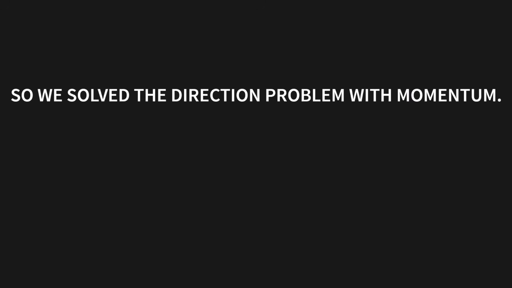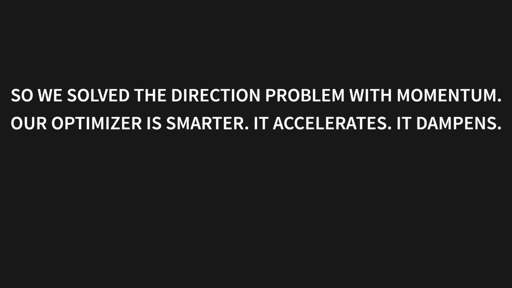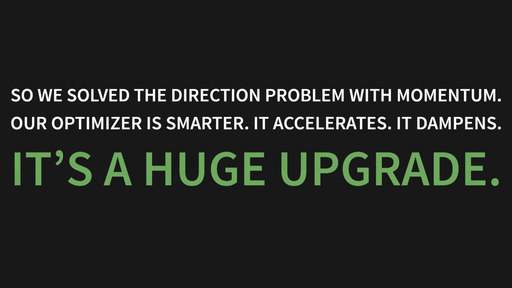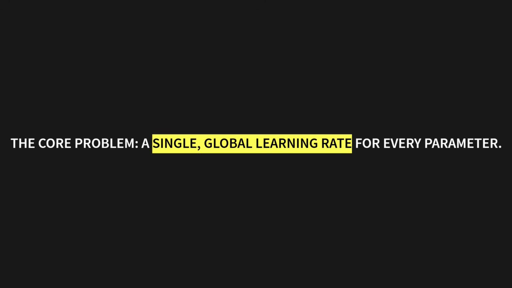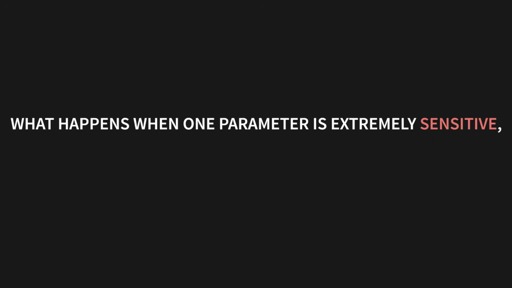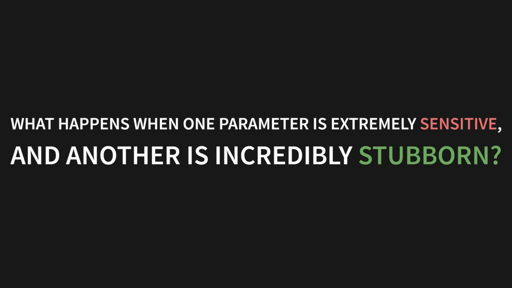So we solved the direction problem with momentum. Our optimizer is smarter. It accelerates. It dampens. It's a huge upgrade. But it's still handicapped. Here's the thing. The core problem is that we are still using a single global learning rate for every parameter. But what happens when one parameter is extremely sensitive and another is incredibly stubborn? We're about to find out.